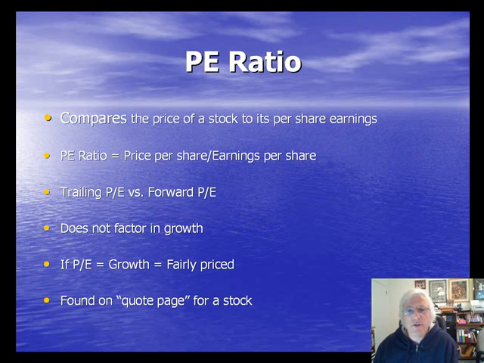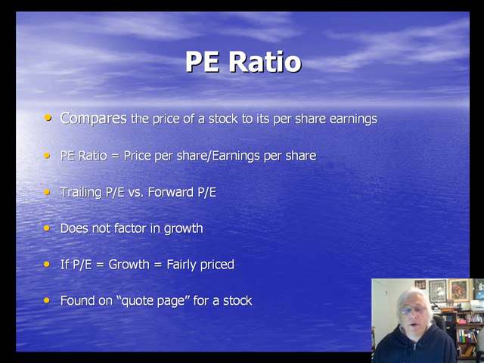It compares the price of a stock to its per share earnings. The equation is PE ratio equals the price per share divided by the earnings per share. Now that earnings information can either be trailing or past earnings information, or it could be forward or projected earnings. What the PE ratio does not factor in is the growth of a company. And that's important because institutional investors are generally willing to spend a lot more money for a company that's growing rather than one that isn't. So we'll talk about the PEG ratio, which does factor this in, in just a moment.